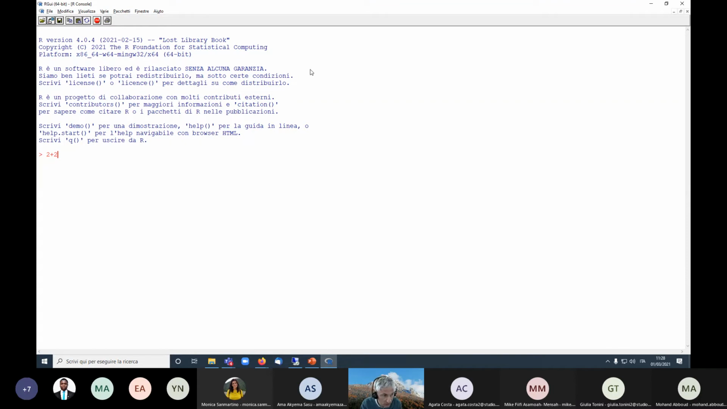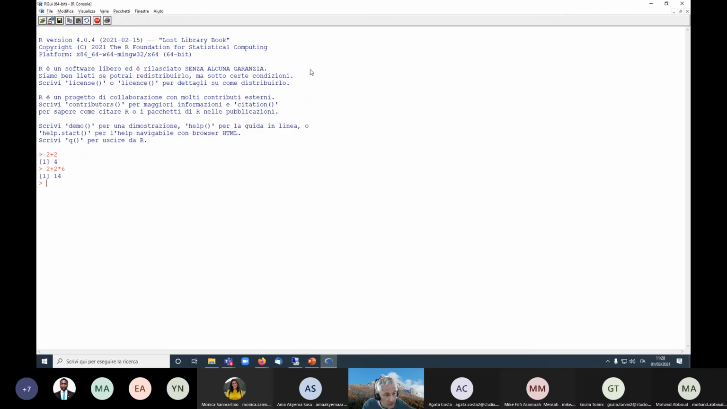You press return and you get 4 magically. Okay, so this is one thing. You can also make any kind of operation in sequence. 2 + 2 × 6. What is the result here? What we are expecting is that it makes the multiplication first. So it's 6 × 2 is 12, plus 2 is 14.